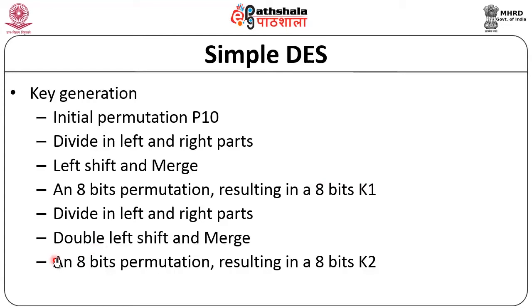Now you can see one additional thing in round 2: a double left shift, whereas there is only a single left shift in the first round. In the second round we have a double left shift and merge, and an 8-bit permutation resulting in the 8-bit K2. So we should understand the difference: in the first round, initial permutation, dividing into left half and right half, left shift, merge, and 8-bit permutation resulting in the 8-bit key. The additional thing in the second round is the double left shift and merge, from which we get the 8-bit key.